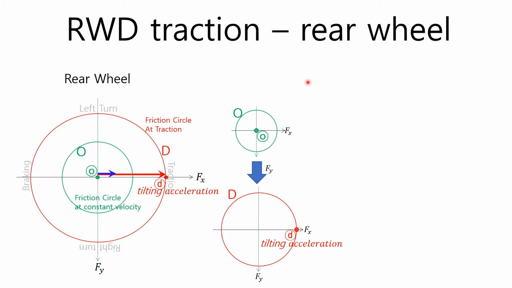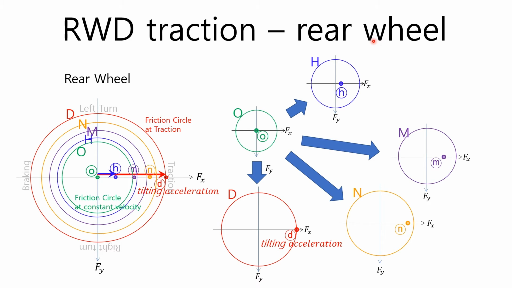Let's find out the friction circle of the rear wheel when the rear-wheel drive vehicle accelerates. Unlike the front-wheel drive vehicle, the normal load on the rear wheel increases due to weight transfer when it accelerates, so the friction circle increases as the acceleration increases. Therefore, since a larger friction force can be used compared to front-wheel drive, the vehicle can be accelerated to the tilting acceleration where the front wheels come off the ground if the friction coefficient is large enough, the engine torque is sufficient, and the center of gravity is high.